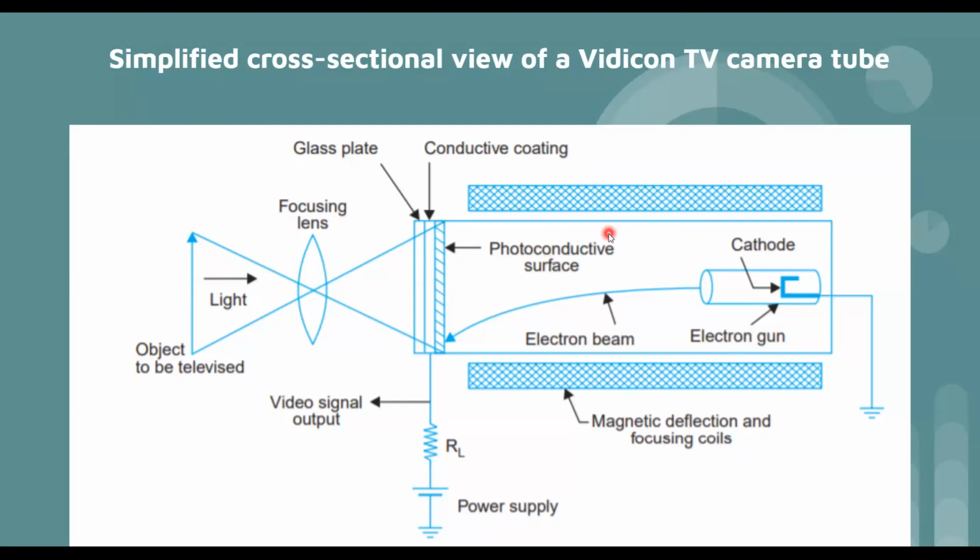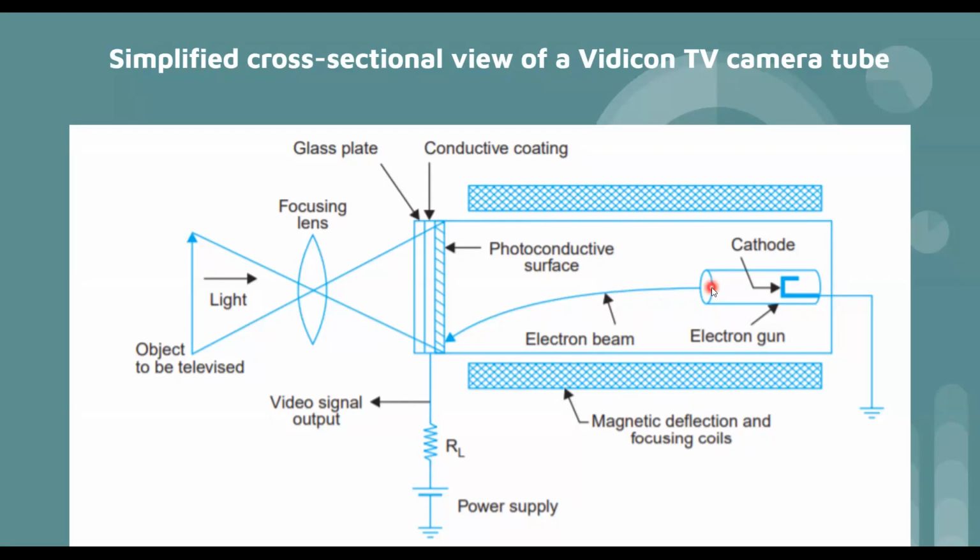Clear? That is the beam formed by this electron gun. This is the electron gun. So an electron beam is formed with this electron gun.